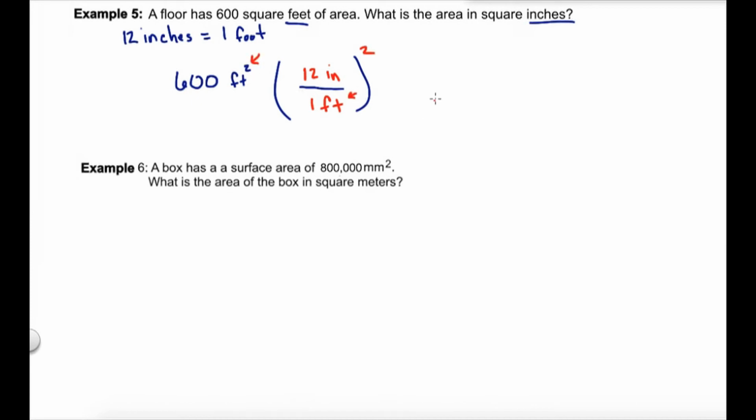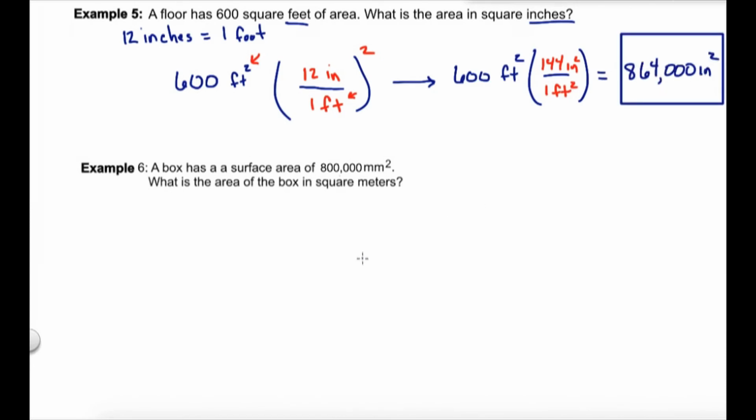That would cancel feet, but doesn't cancel feet squared. So we have to square the unit conversion here so that the feet squared units cancel. So I get 600 feet squared times 144 inches squared over 1 foot squared. And that gives me 864,000 square inches. Let's do one more like this.